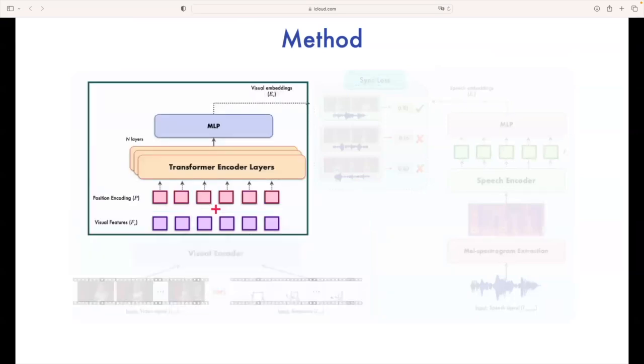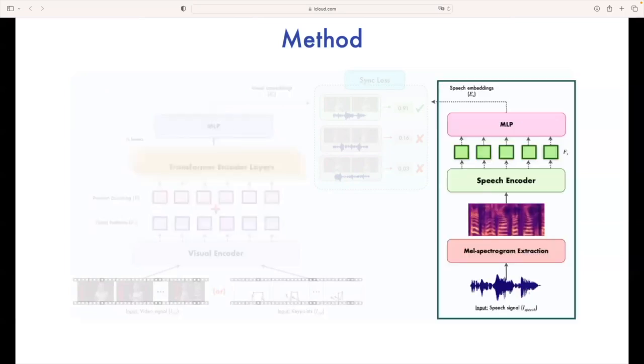These visual features act as input to transformer encoder layers, and then we project these features using an MLP layer to obtain final visual embeddings. So this was about the visual side. Now coming to the speech side, we have a speech signal. We first extract the MEL spectrogram, and these MEL spectrograms are given as input to the speech encoder, which generates the speech features. And finally, these speech features are projected using an MLP layer to get the speech embeddings.